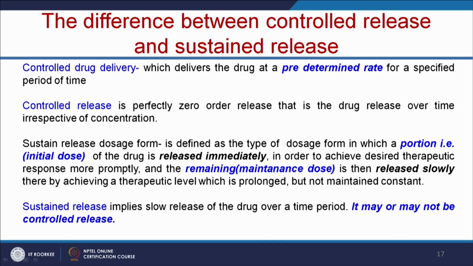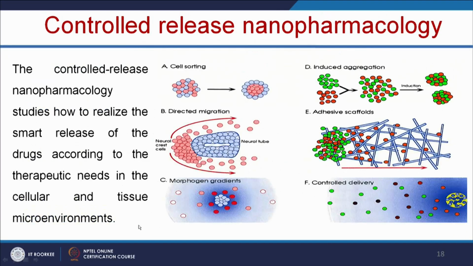So, initially the drug will be released immediately to achieve the desired therapeutic effect more promptly, and then the remaining drug, that is the maintenance dose, will be released slowly, thereby achieving a therapeutic level which is prolonged but does not maintain a constant level. So, this sustained release implies slow release of drug over a period of time, and it may or may not be a controlled release.